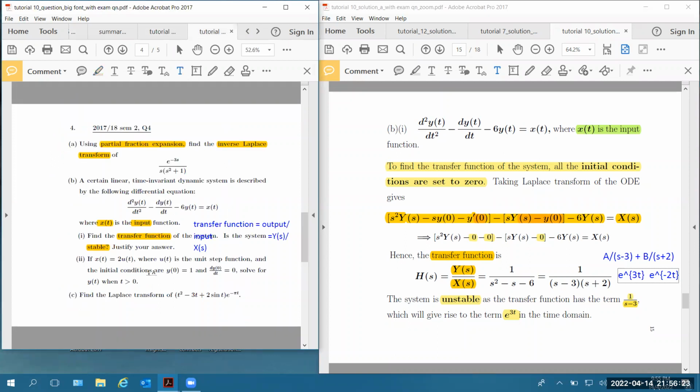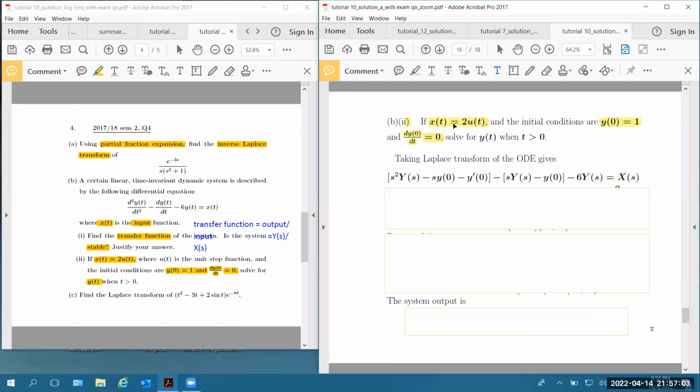Now, let's look at part 2 here. Now they give you your xt, and ask you to find the yt. Here the xt is 2ut. And they also give you some initial conditions and ask you to solve for yt. So let's go and do that. This time it's not finding the transfer function, but the way of doing it is about the same. Just that here, your initial conditions are given and they need not be 0.